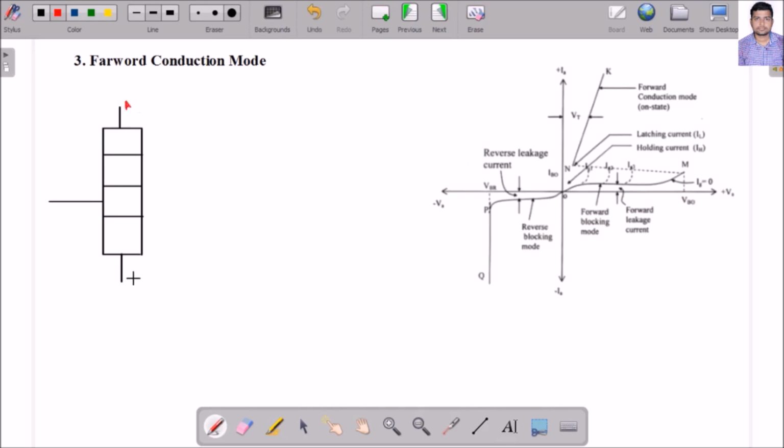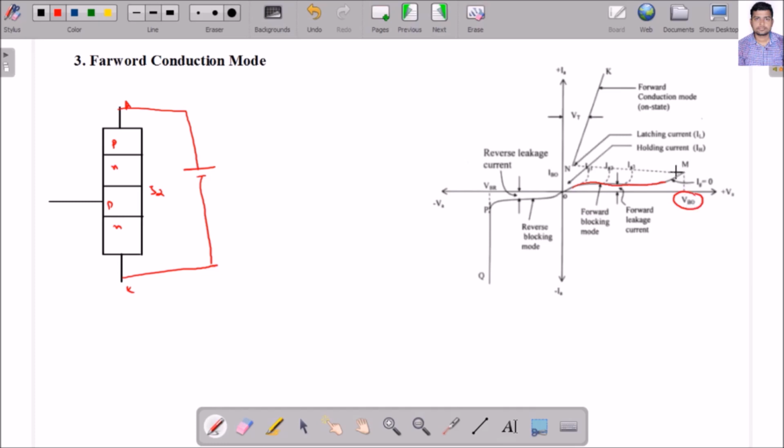Here it is anode, this is cathode, this is P N. I have seen that in the forward blocking mode some amount of leakage current was flowing. If I keep on increasing the positive voltage, with the anode positive and the cathode negative, at some voltage known as the forward breakover voltage, junction J2 breakdown occurs, the voltage suddenly decreases and the current starts increasing.